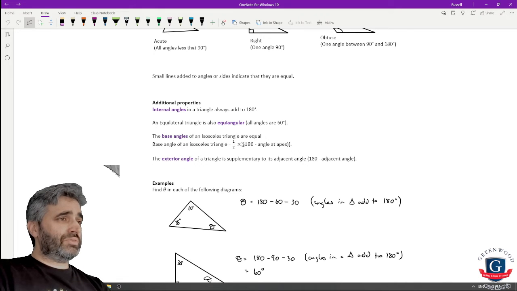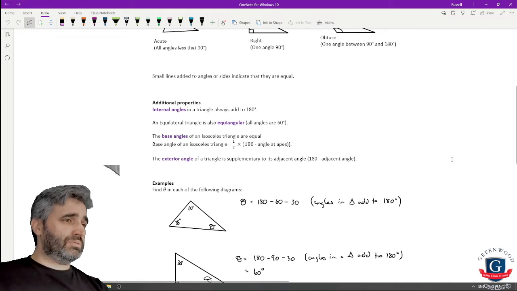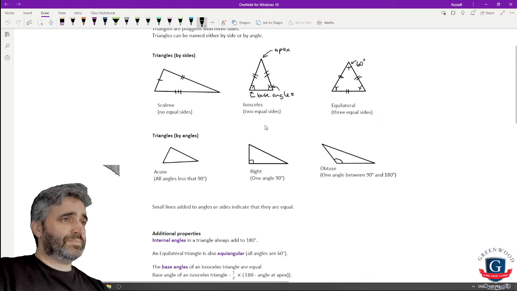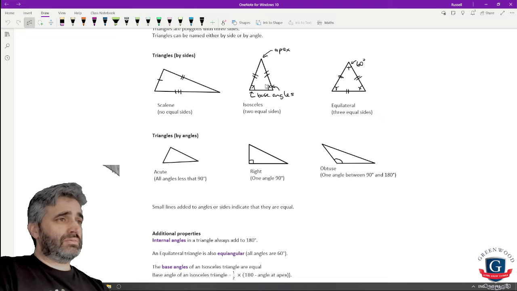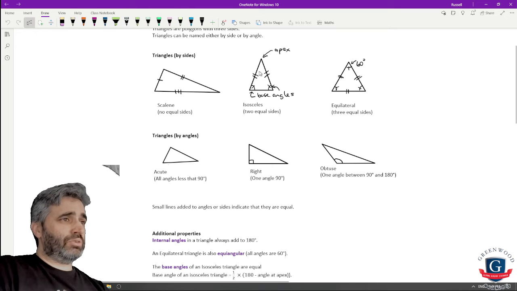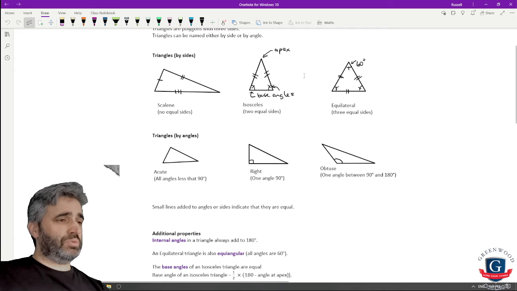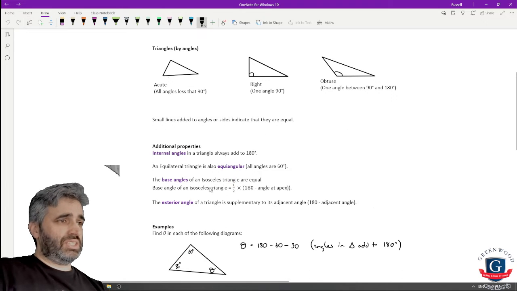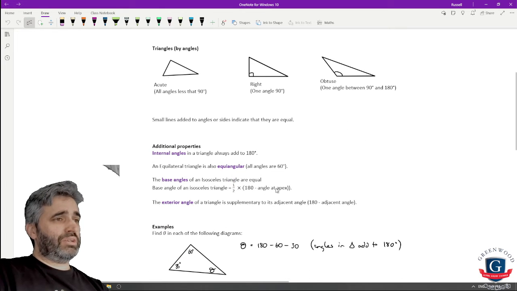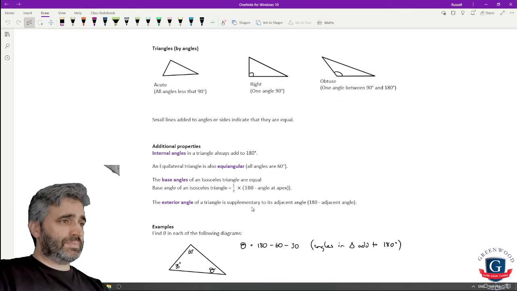The base angles of an isosceles triangle are equal. So if we go back up here, these two angles here are at the base, not the apex angle. The other two angles are equal. And if we take the apex angle away from 180 degrees and then halve it, we'll get the size of the two base angles. And that's what this says here. Half of 180, take the angle at the apex.